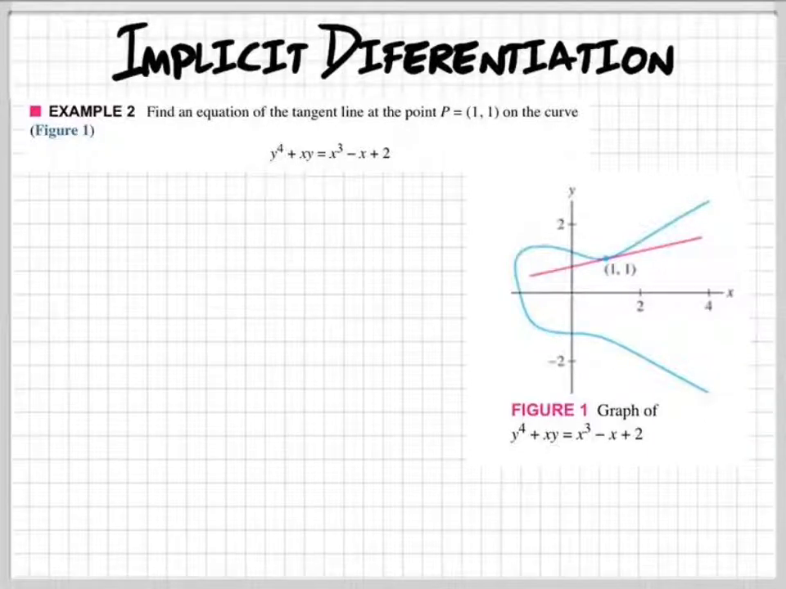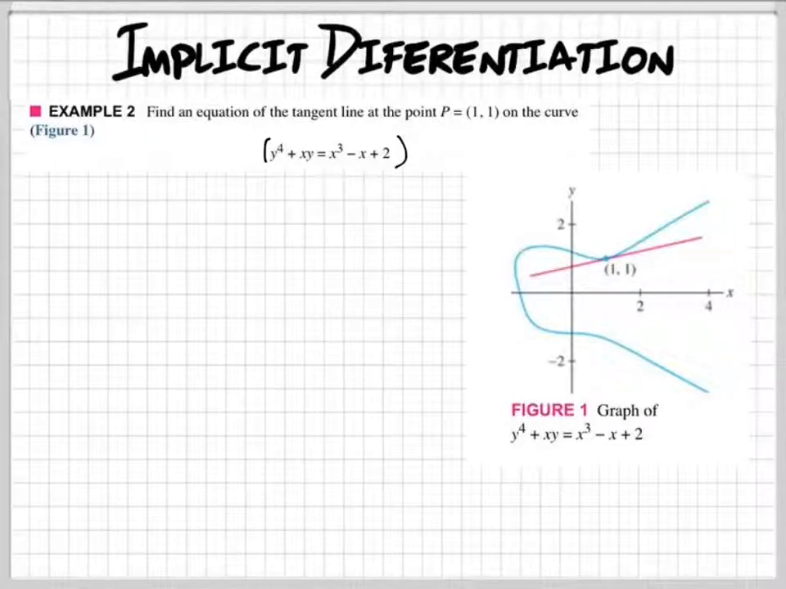So when we take the derivative of this, we're taking the derivative with respect to x. But because we cannot solve for y, we're going to have to take the derivative of the y's as well. However, you're still taking the derivative with respect to x. And so it kind of behaves differently.